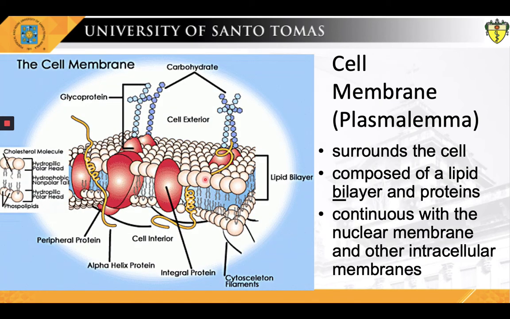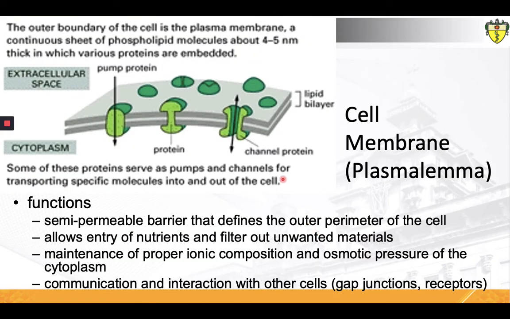The cell membrane, also called the plasma membrane or plasmalemma, is a selectively permeable lipid bilayer which comprises the outer layer of a cell. It is continuous with the nuclear membrane and other intracellular membranes of various organelles. The cell membrane is a semi-permeable barrier that defines the outer perimeter of the cell. It allows nutrients to enter the cell, and filters out unwanted materials in the extracellular milieu.